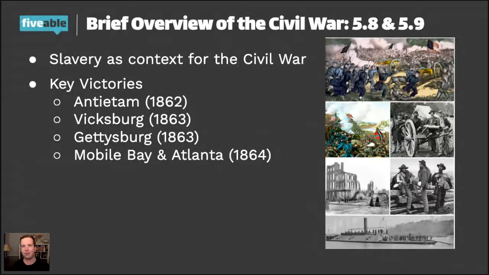Benjamin Butler's letter about contraband. What do you do? But either way, the whole point here is African Americans leave the South and then have to free themselves by running away to the North or by running away to Union lines.